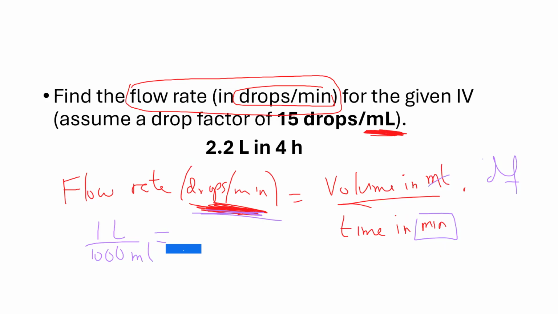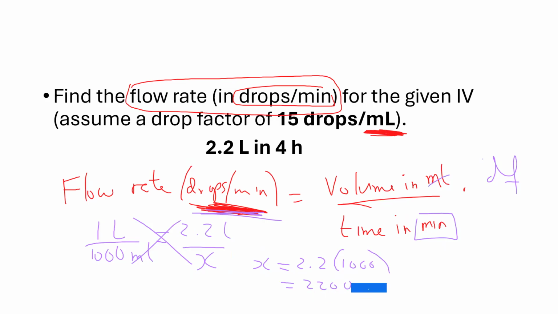But if you don't know if you're supposed to multiply, just set it up as a proportional equation. So I have 1 liter divided by 1,000 ml, because 1 liter is 1,000 ml, equals 2.2 liters over x. You cross multiply. So 1 times x is x equals 2.2 times 1,000. And that gives me 2,200 ml. Okay, so I've been able to change my 2.2 liters to 2,200 ml.